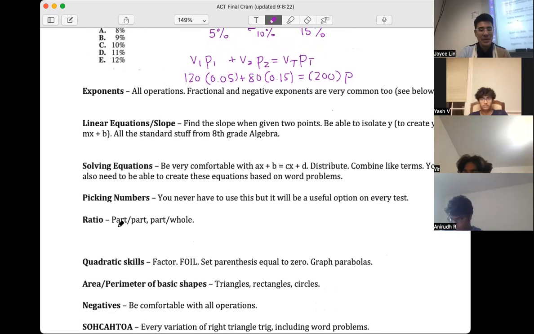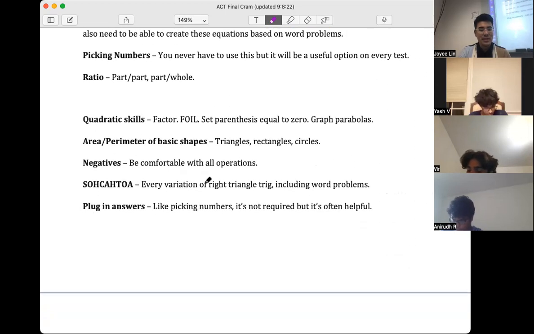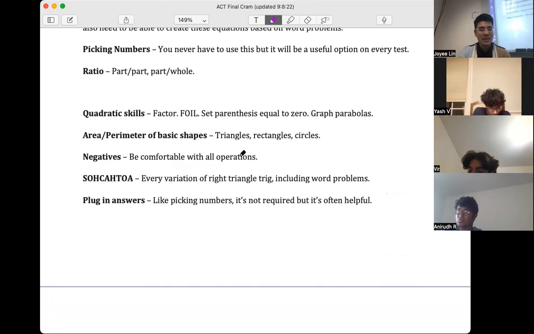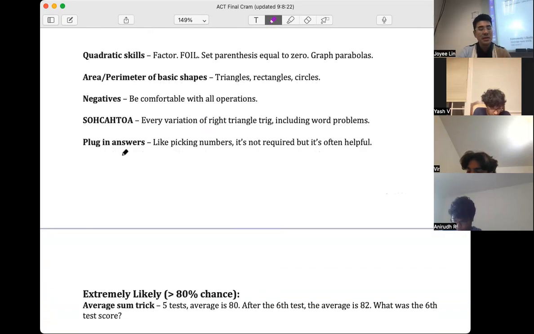Linear, picking numbers, quadratic skills, area, primitive basic shapes. If you don't know that, please review that. SOHCAHTOA, right? There's going to be 2 SOHCAHTOA questions on the test, plugging in answers.